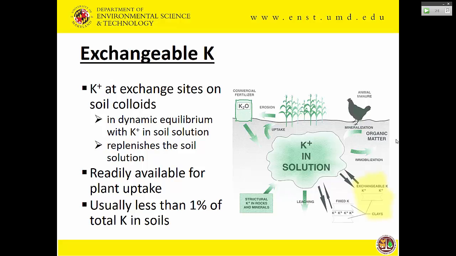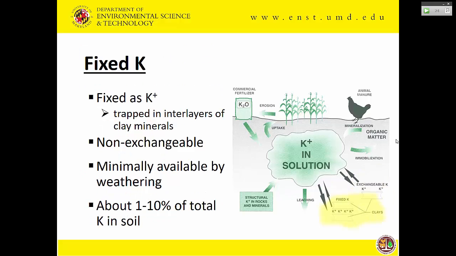It's also rarely available. It's about 1% of the total potassium. So in the first, it's going to be the soil solution where plants are going to take this potassium. As this is depleted, the exchangeable potassium will exchange potassium into the soil solution so plants can take it up.